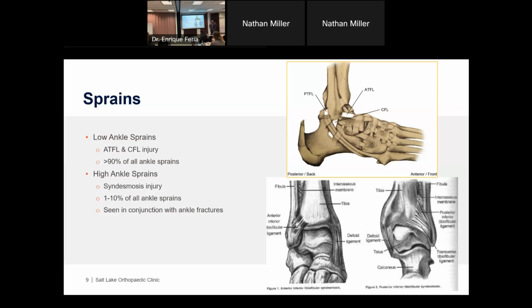High ankle sprains are injuries to the ligaments that connect your tibia and fibula above your ankle joint. Those are definitely more rare, but can be a lot more significant in terms of maybe requiring surgery acutely.